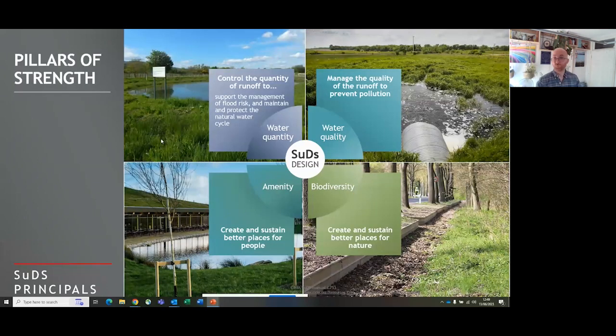So pictured here are the 4 pillars of the SuDS manual, and it gives you a bit more detail in terms of how we're managing the environment or managing the water. So this was released in October 2015. Now, these are the 4 pillars, which I've mentioned a few times now: quantity, quality, amenity, and biodiversity.